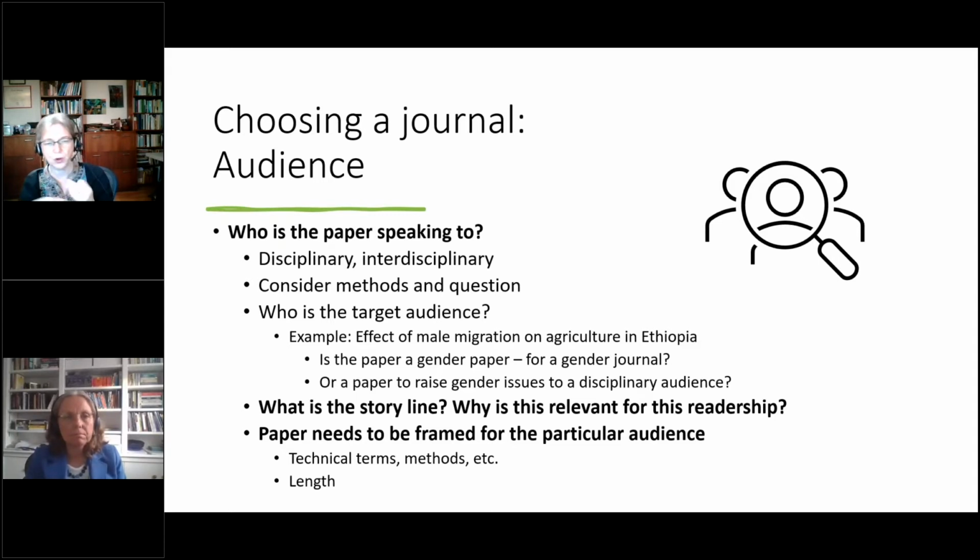If it's for a group that is very familiar with impact assessment, you don't need to explain randomized control trials, for example. And then the length of the paper will be shaped by the journal, because some journals have very strict limits of no more than 5,000 words, or even limits listed in characters, versus others that have longer, more flexible length.